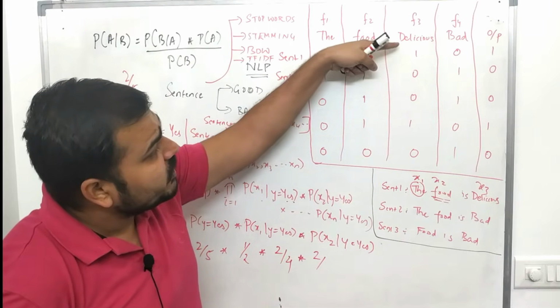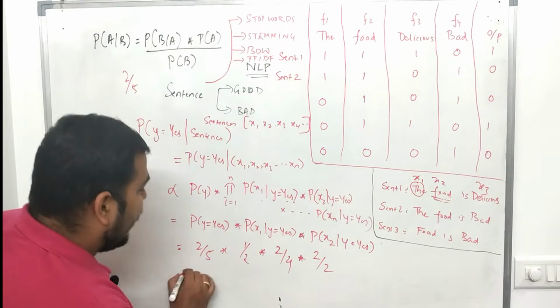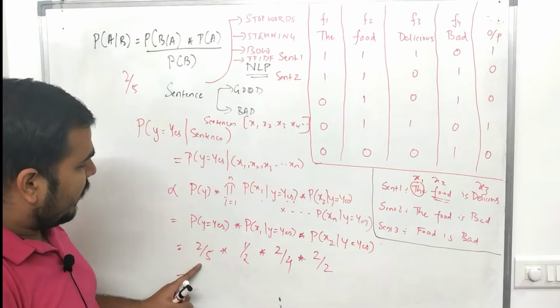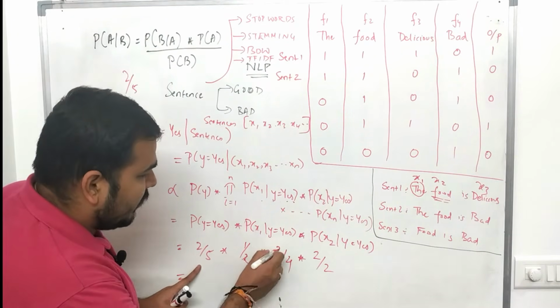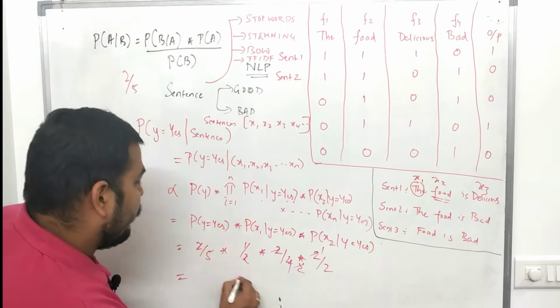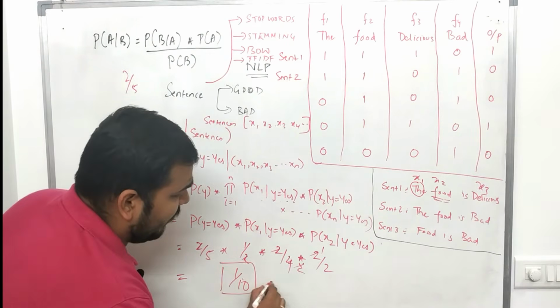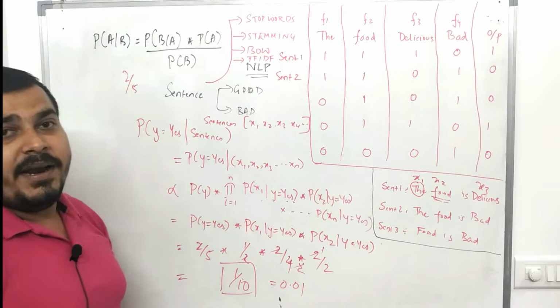And how many times delicious is present? 1, 2. Again 2 by 2 is nothing but 1. Now when I go and compute this, suppose this is like 2 by 5. You can see this 2 and this 2 will go, and this 2 and 2 will go. So the total value is nothing but 1 by 10. Now 1 by 10 is nothing but 0.01, right?